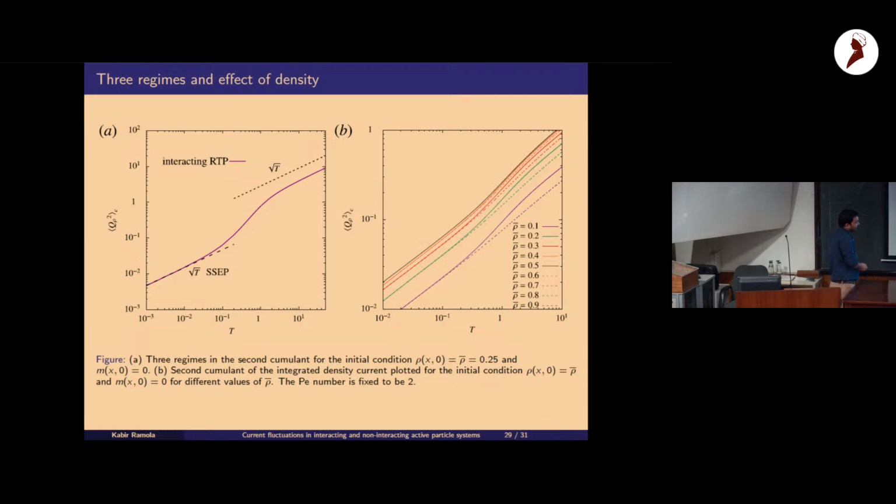So the current fluctuations are actually suppressed with respect to the non-interacting case. And you can see this by changing the density. If you start with an average density of 0.1, initially, because there's a particle-hole symmetry in the problem, 0.9 and 0.1 give you the same current fluctuations. But at large times, these two will not be the same. Initially you get some square root t behavior, but then the current fluctuations deviate from that.